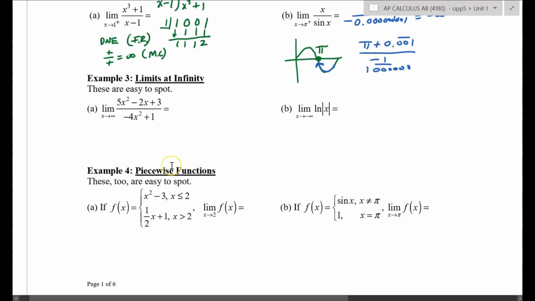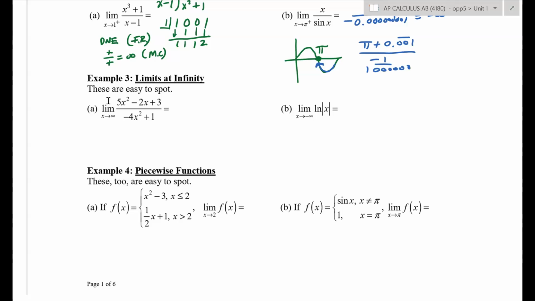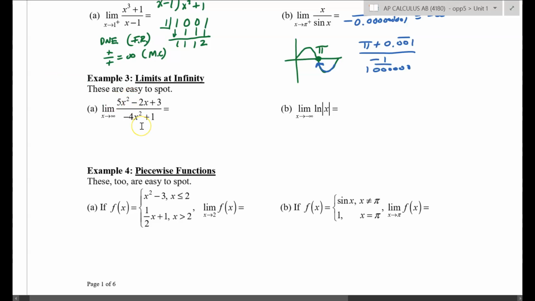The degree. Okay, I heard factorable. True, sometimes we'll factor, but I just want to know what's happening at infinity. I'm not looking at a particular point, so factoring is not going to help me. So what would you say about the degree of the numerator and denominator? They're the same. If the degrees are the same, what does that tell me about my graph? It has a horizontal asymptote at y equals negative 5/4. So the limit is negative 5/4.